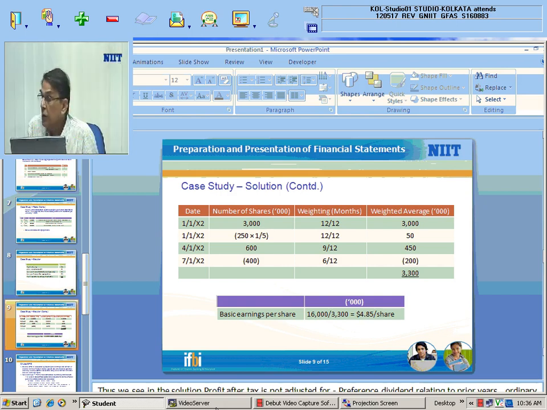So basic earnings per share will be 16 million divided by 3,300. So it becomes $4.85 per share. That is how basic earnings per share is calculated.